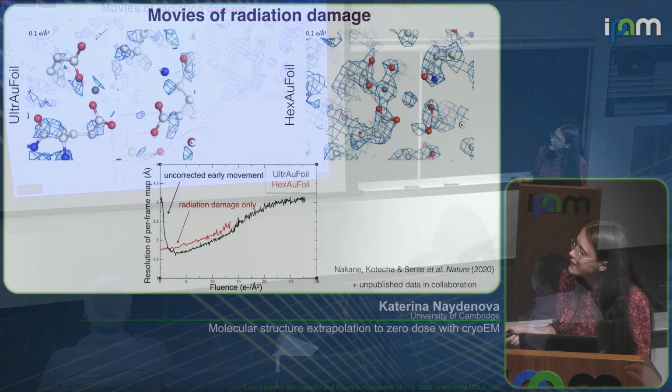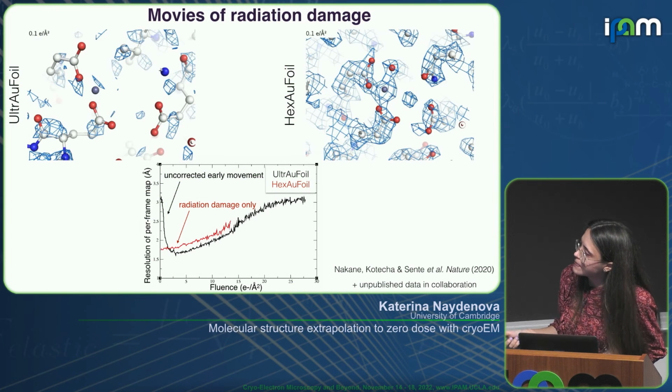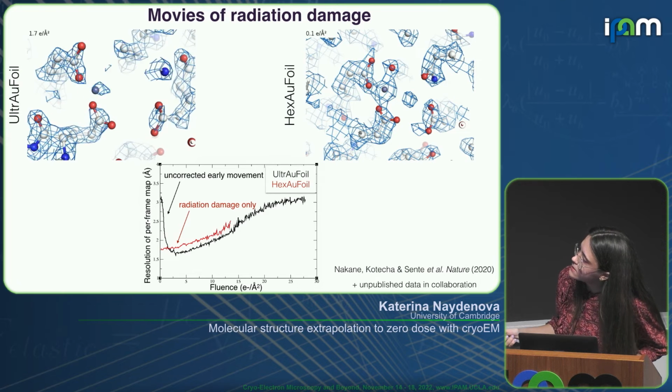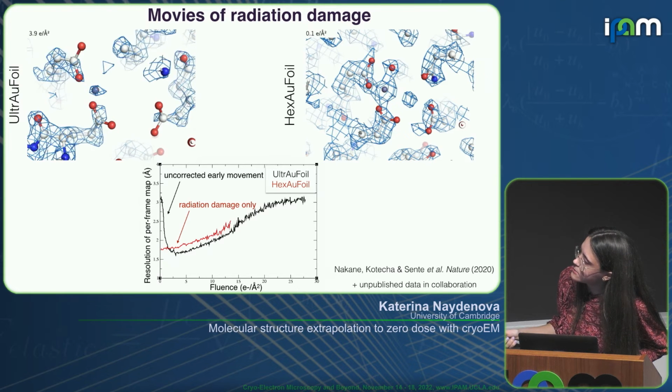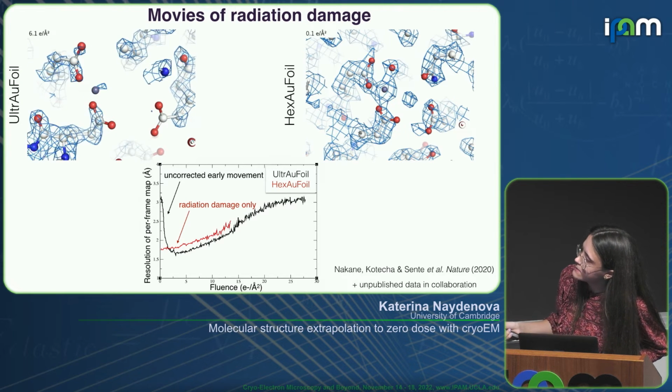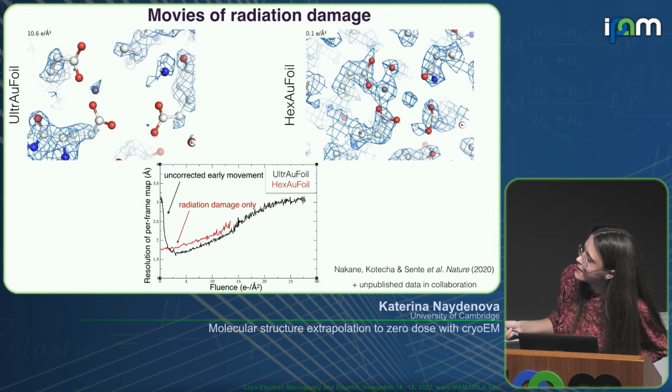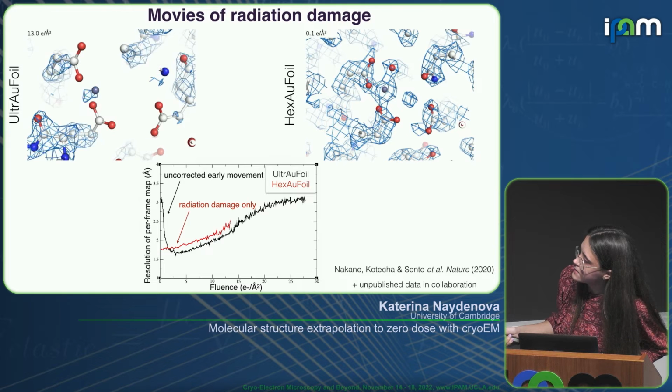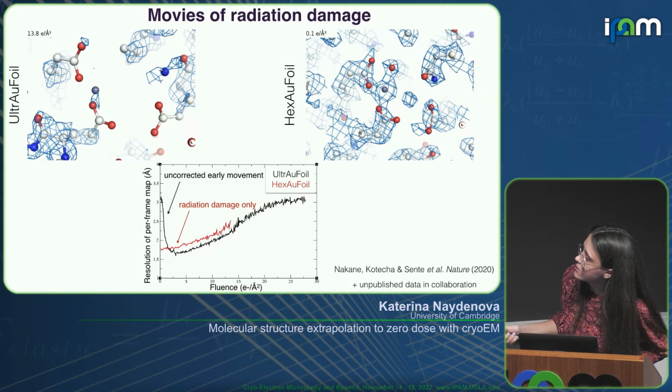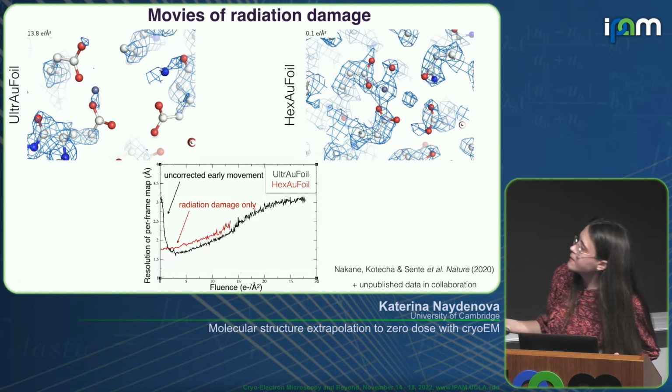So first we're going to play the movie where the density is affected by the motion. So you can see we reach around 3 electron per angstrom square. The density is in agreement with the model and then deteriorates because radiation damage effects kick in, and by the end of the movie things like these carboxyls are completely gone, which is not surprising.